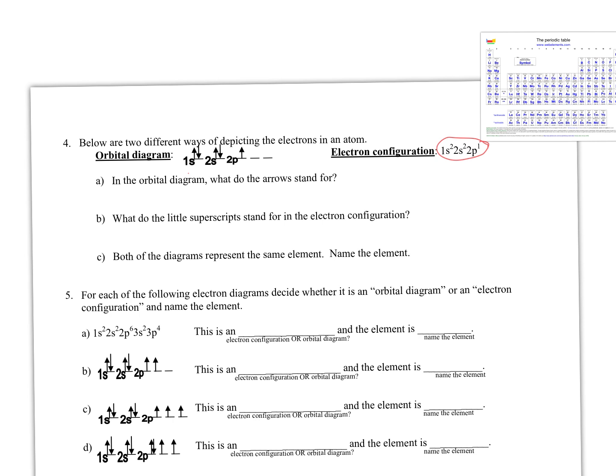So the question is, in the orbital diagram, what do the arrows stand for? So we know that. That's pretty easy. Electrons.